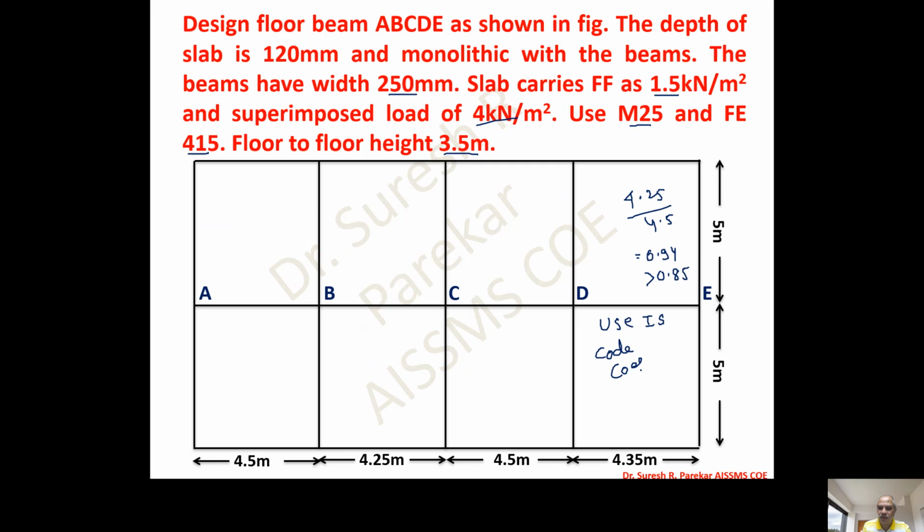And by using IS code coefficients we can design this beam, which is given in IS 456. Sorry, I don't remember the table number, but we have these coefficients in IS 456. So I think we have Table 12 for flexure and Table 13 for shear.